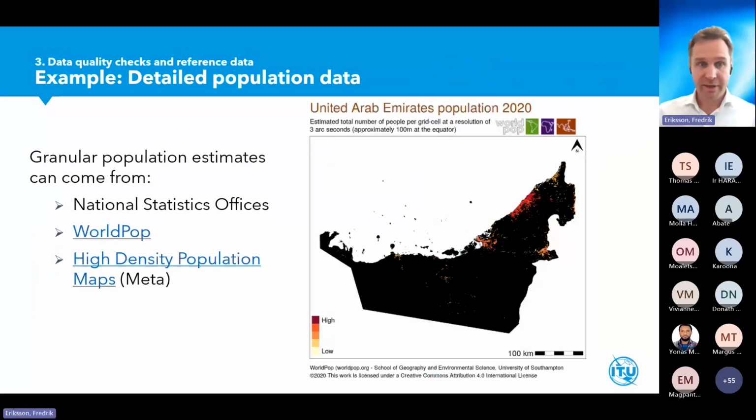So this is just a quick note on population data, granular population data. As I said, National Statistics Offices usually have these. There's also some other data sources: WorldPop, a research collaborative based at the University of Southampton, and also Meta, the parent company of Facebook, also produces high density population maps that try to provide more granularity at the geographical level.